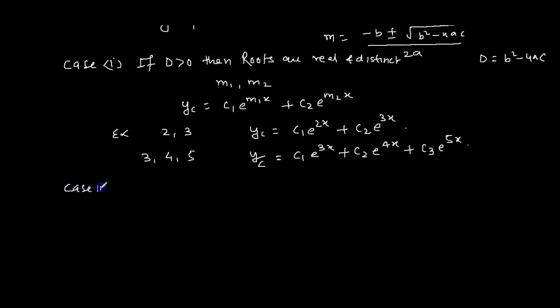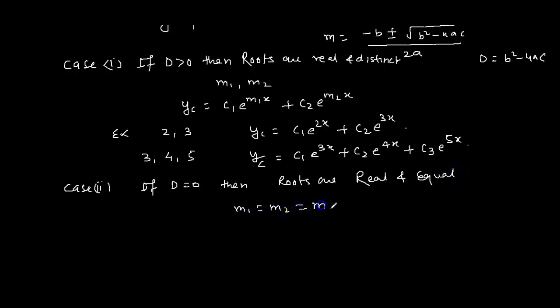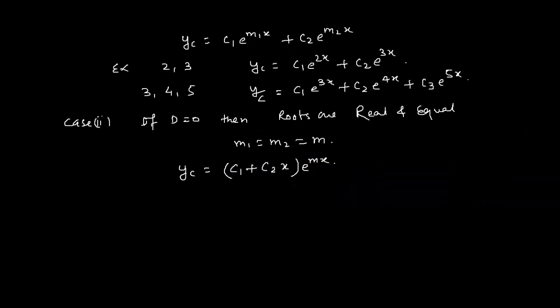Now case 2, if D is equal to 0, D meaning discriminant is 0, then the roots will be real and equal. Let's consider m1 and m2 are the two roots we got, and both are the same. So yc, in the case of equal roots, we can write as c1 plus c2x into e to the power of mx, whatever the equal root is. For example, consider we got the root 2, both real and equal. So yc is c1 plus c2x into e to the power of 2x.